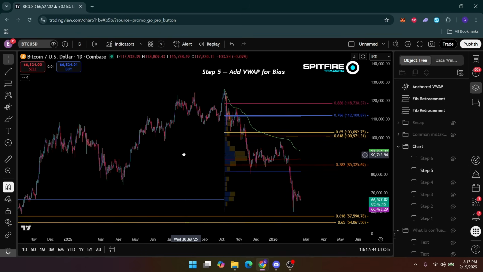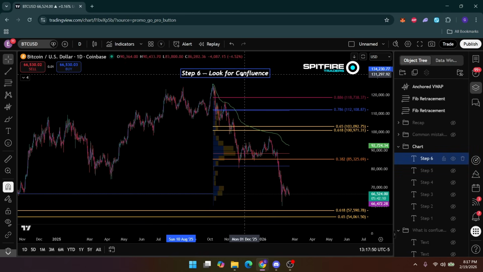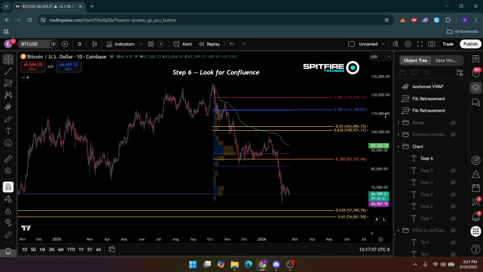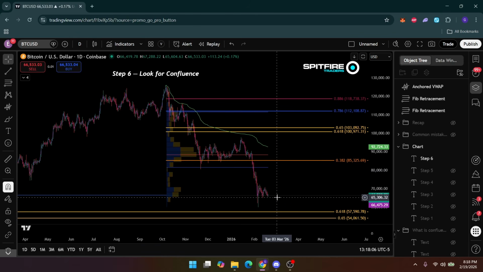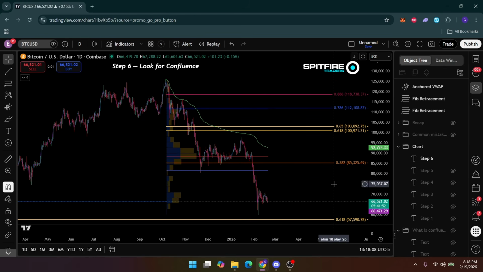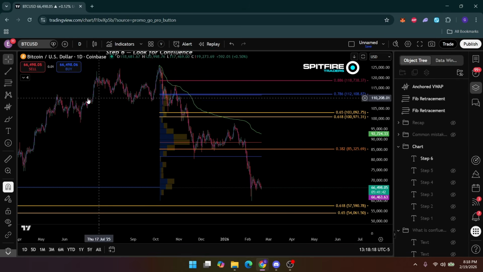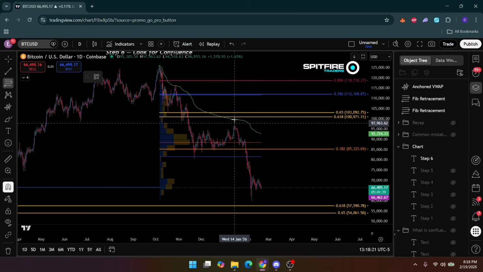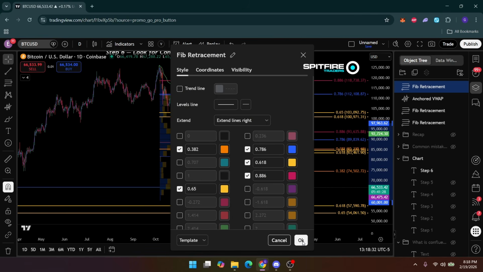After adding all our tools on the chart, we look for confluence, which is step 6. The question is, do multiple tools line up in the same area? Let's have a look. Zooming in a little bit, because this is the price action we are interested in now. We can see that our first resistance zone is all the way up at 85k, which is a long distance. Because of that, I will use another fib retracement from the last main high, which is this one here from January, to the current low. Let's add the 382 here.